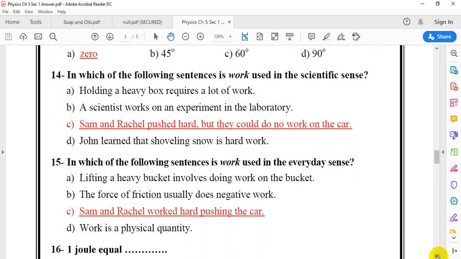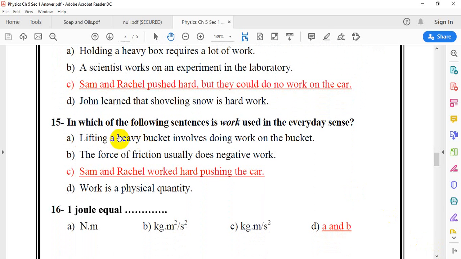In which of the following sentences is work done in the everyday sense? Sam and Rachel work hard pushing the cart. Just pushing the cart. Does the cart move or not?